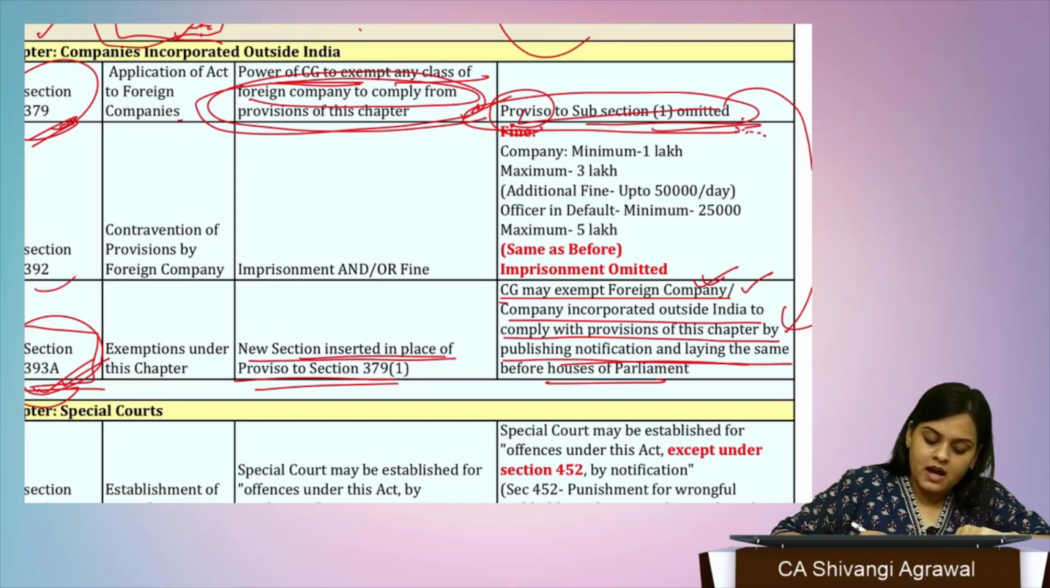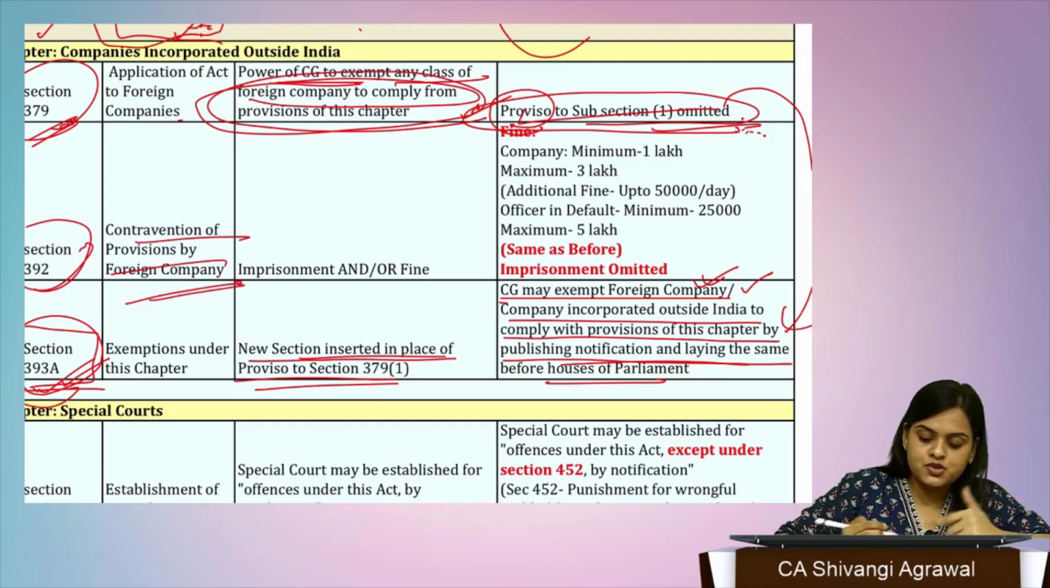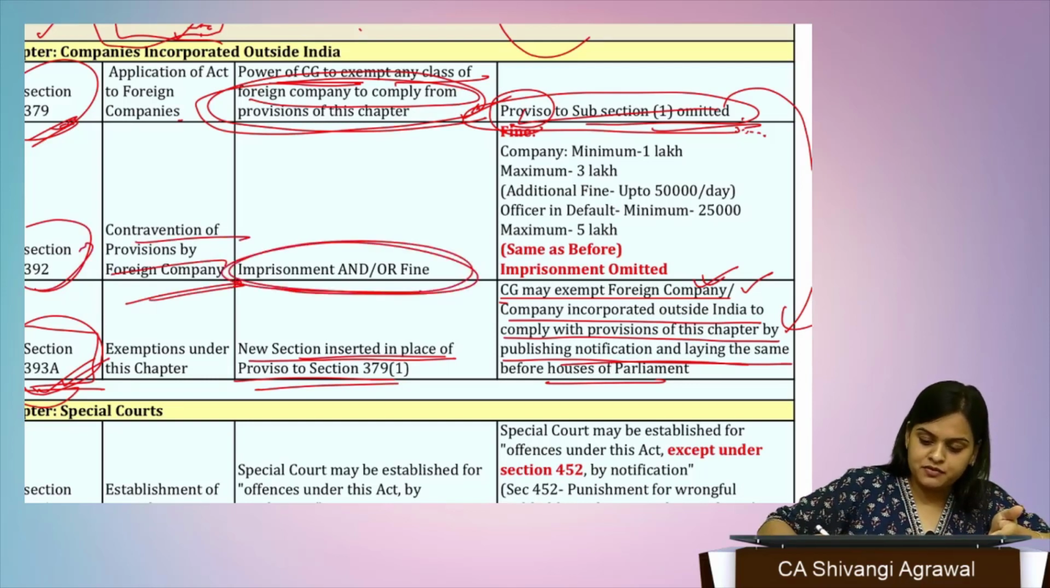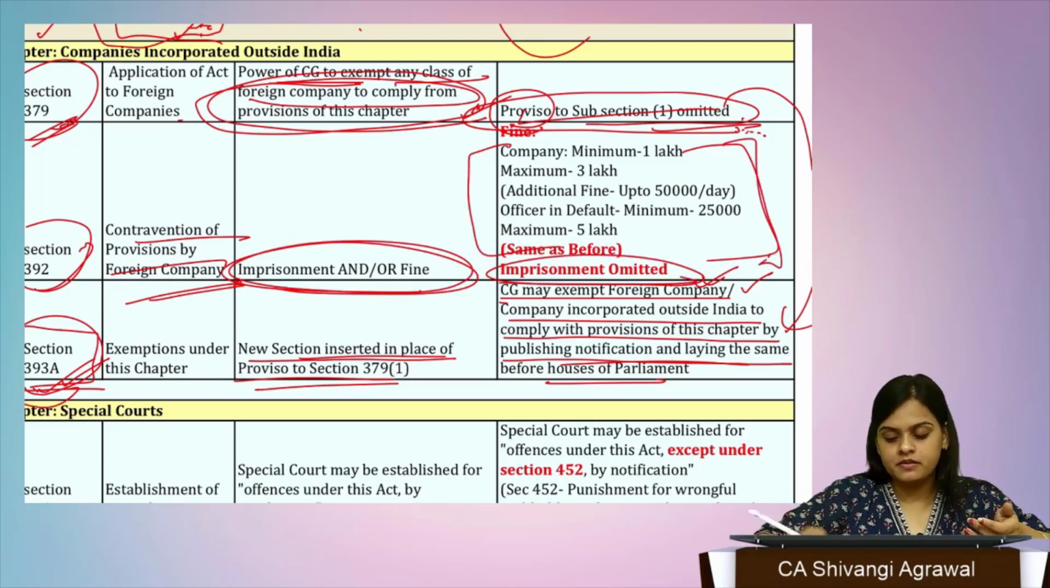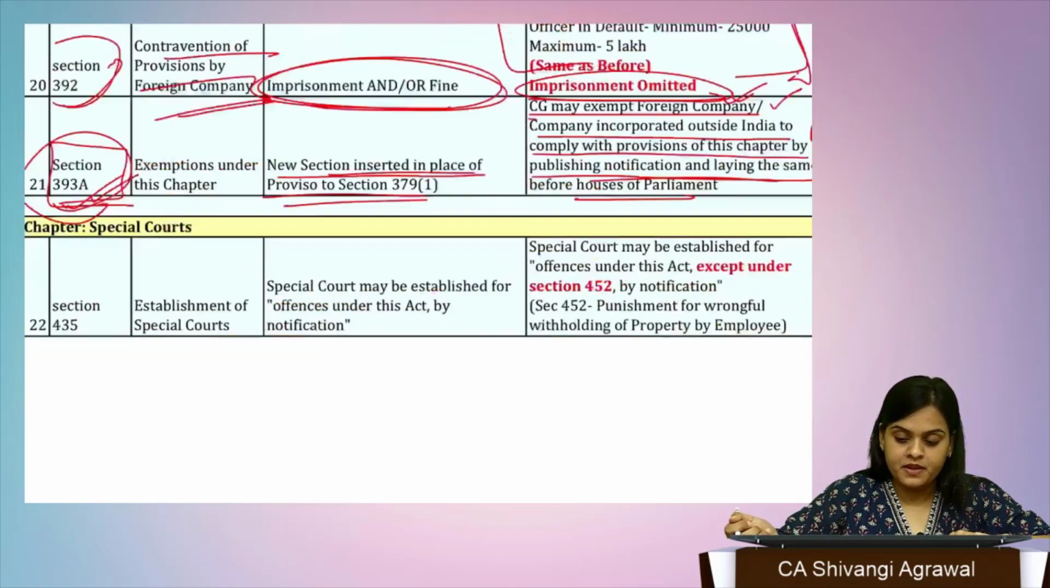And then you have section 392, which just talks about contravention. Foreign company has to comply, and if it does not, then there was imprisonment and a fine. Imprisonment has been omitted and the fine is same as before. The fine has been reproduced over here. It is the same as before.